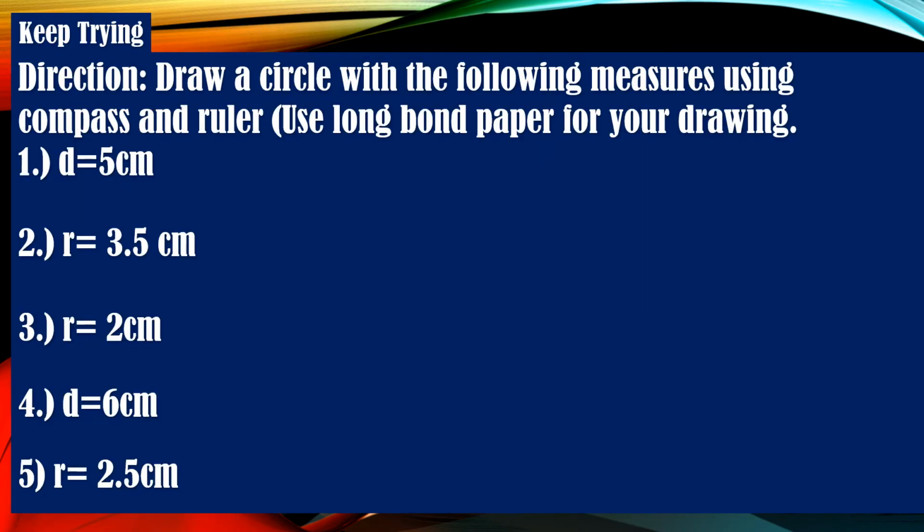Now, let's proceed. Keep trying. So, the direction is to draw a circle with the following measures using your compass with ruler. Use long bond paper for your drawing. So, you need to do this. You need to put this in a long bond paper for your drawing. So, use your compass. Your time starts now.